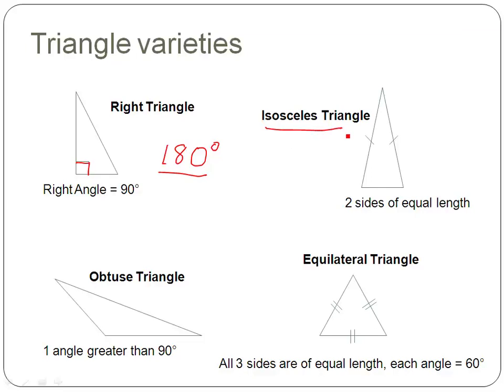Next, we have an isosceles triangle. That simply means that two sides are equal in length. You can see it notated here with this hash mark in each of the sides, indicating that they are equal in length.